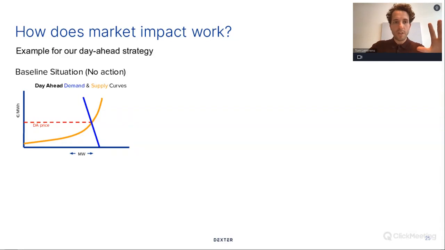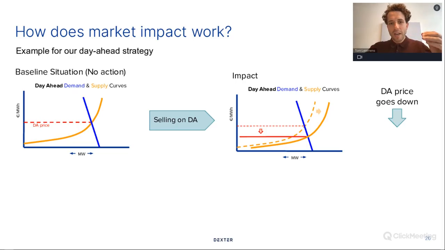So, example again for the day ahead strategy, here's the baseline situation where no action is taken. You see the day ahead demand and supply curves, where they meet, that's where the day ahead price is. No surprise for most of you. Now, assume you sell on day ahead, putting downward pressure on, or you actually shift the supply curve to the right, downward pressure on the price.